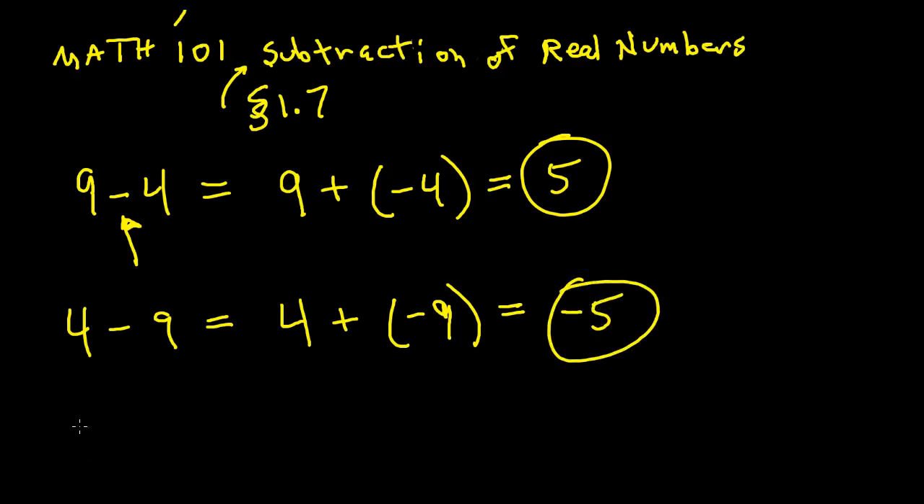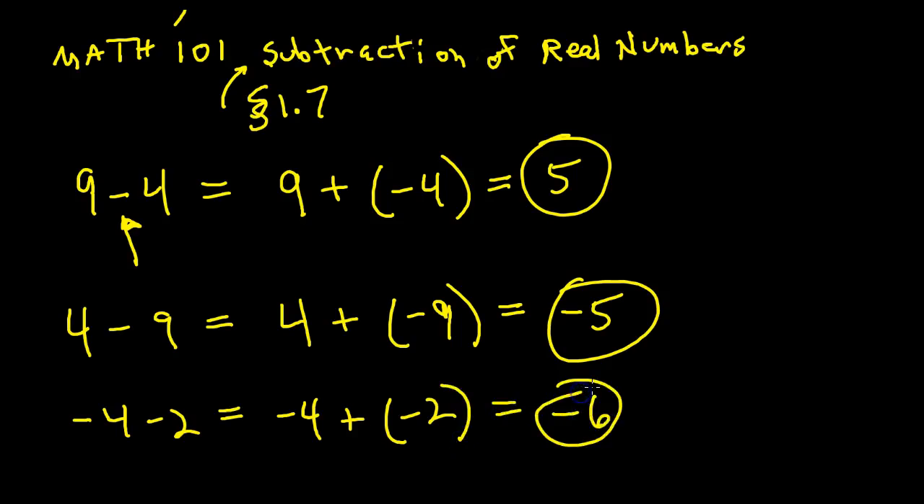How about minus 4 minus 2? Well, again, minus 4 minus 2 is equivalent to minus 4 plus negative 2. And if you start out at minus 4 on the number line and go 2 units to the left, you'll get a minus 6.